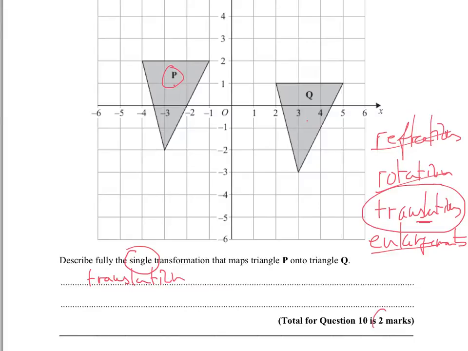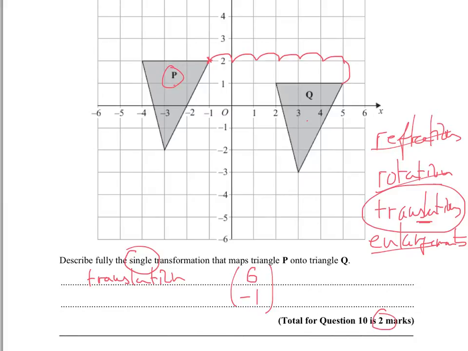And you might think this is nice and easy. It's 2 marks, and we just have to say it's a translation to say how we've slid it. But the way we have to say that is we have to give them a vector. And the vector, if you remember, is 2 numbers in the brackets, and the top number tells us how far left and right we've gone. So if we take this corner as an example, we've gone 1, 2, 3, 4, 5, 6 squares to the right, so that's a positive 6 just there, and then 1 square down, so a negative 1 just there.